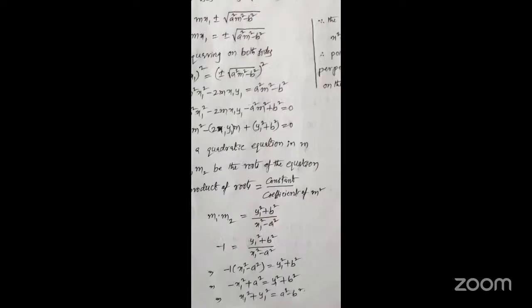So therefore, the locus of the point P is given by x square plus y square equal to a square minus b square. This equation represents a circle. That means the point P lies on the circle. So therefore, the point of intersection of perpendicular tangents lies on the circle x square plus y square equal to a square minus b square.